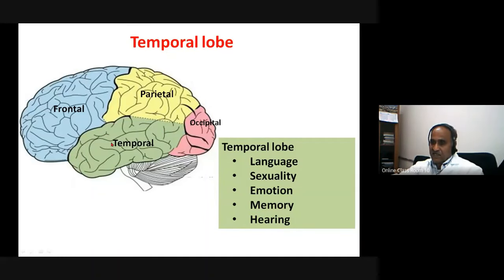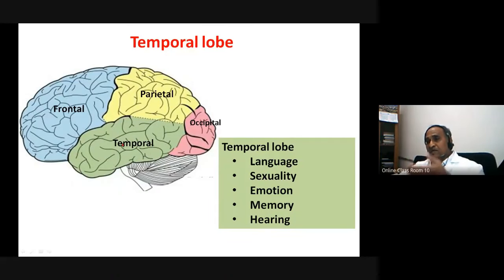Hearing is coming here, the auditory area. And it holds the entire group of nuclei of the limbic system that will be governing the emotion, the sexuality, and then the memory. Emotion, sexuality, and memory are part of the temporal lobe. So that means temporal lobe syndrome is one of the things which is known. So that may affect all these things.